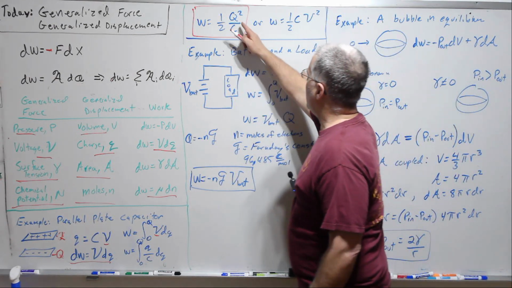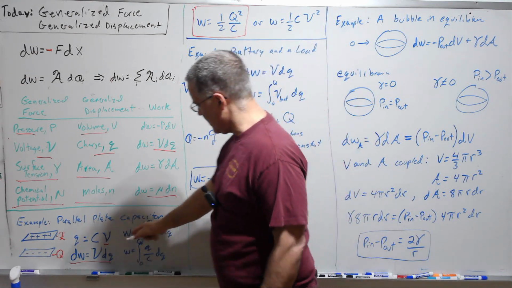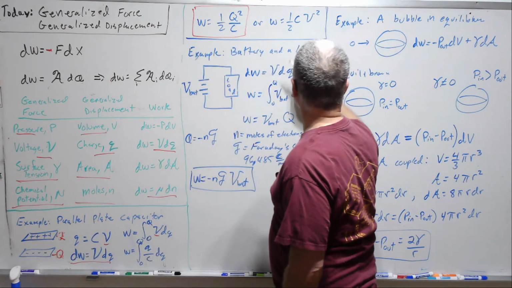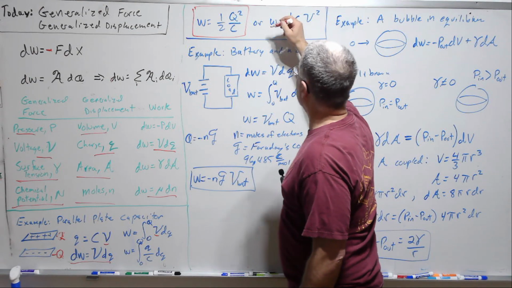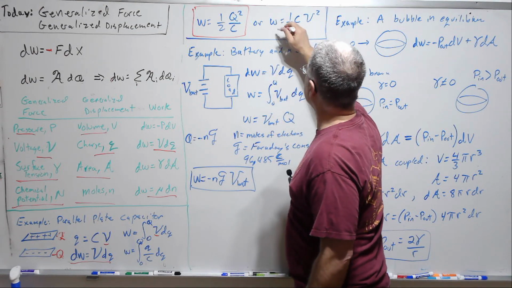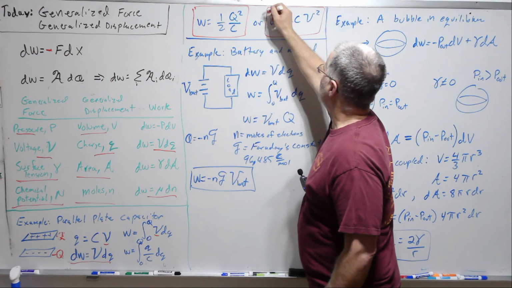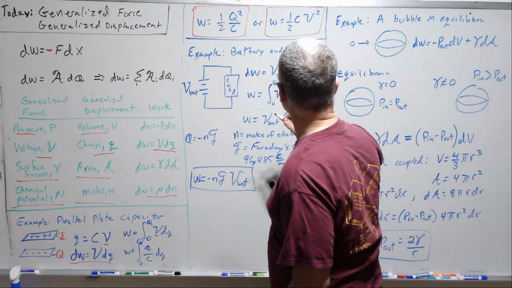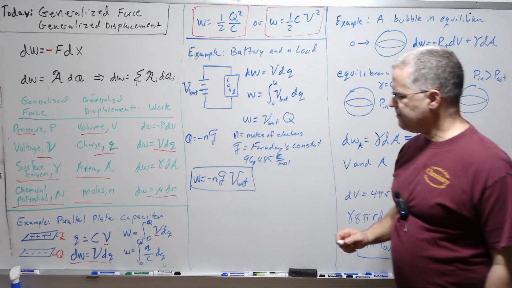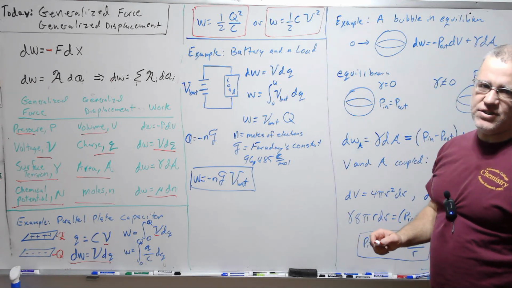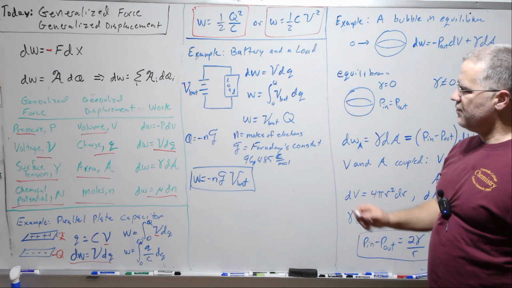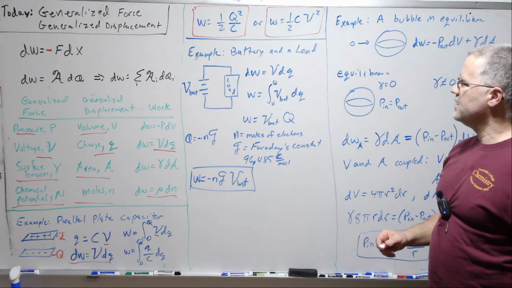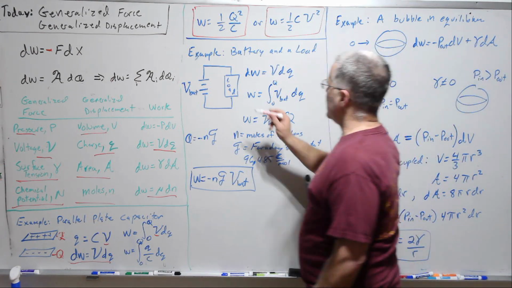Now, we can leave it like this, or because of this relationship, Q is just capacitance times the voltage, and so we get, let's see, oh yeah, that's right. And so we have these two different formulas for the work on a capacitor. All right, let's look at another example.